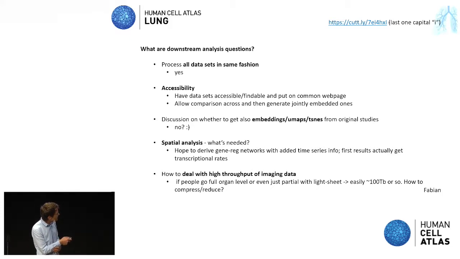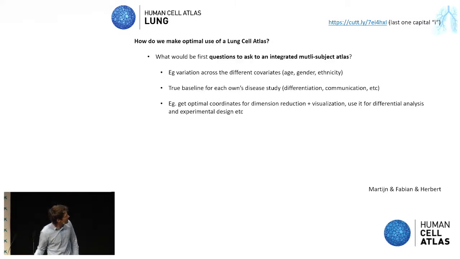Should we share embeddings or UMIs from the original studies? We felt not so much, and I think I mentioned already the regulatory part. How do we deal with the high throughput of imaging data? This is to be pending, and we will just focus on it once we generate it. And then I'm done. How do we actually make use now of the atlas?